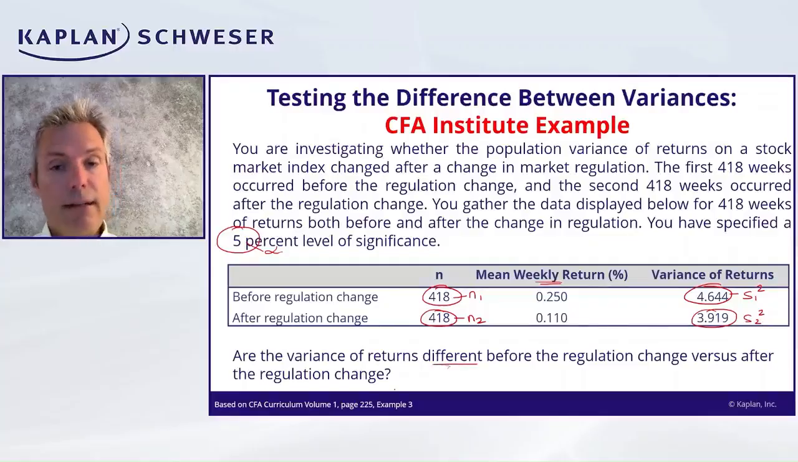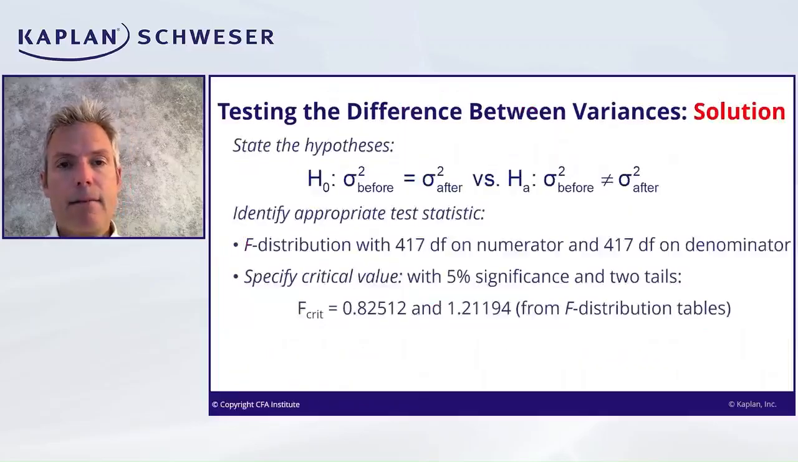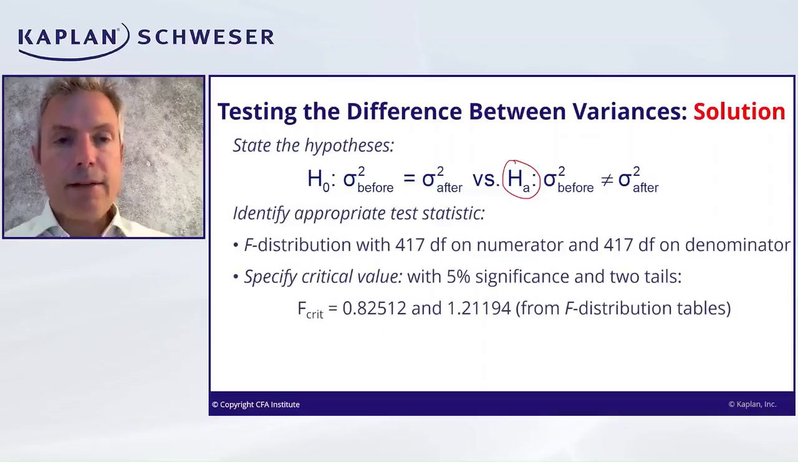They should really say, is there any evidence that the variance of returns are different with 5% significance? In other words, do a test of the null that they're the same. In other words, sigma squared before is the same as sigma squared after, and look for evidence of the alternative that they're different. The appropriate test statistic is going to be an F statistic. You just need to associate that with testing the difference between variances.